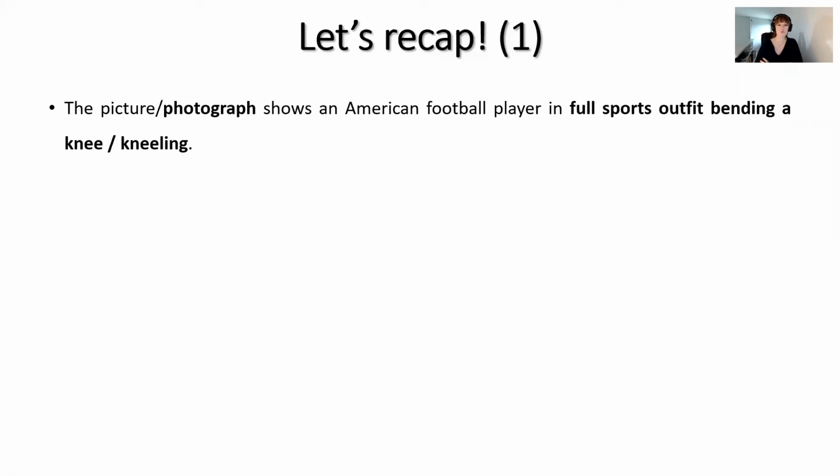Donc, l'image, ou plutôt la photographie, montre un joueur de football américain en complète tenue de sport, en tenue de sport complète, avec un genou à terre, bending a knee, ou agenouillé, kneeling. Le verbe to kneel signifie s'agenouiller, mais c'est pas tout à fait exact parce que s'agenouiller, c'est les 2 genoux par terre. On va préférer to bend a knee parce que ça veut dire un seul genou.